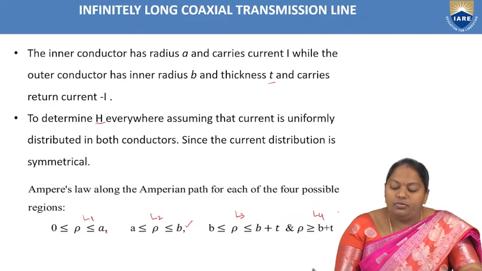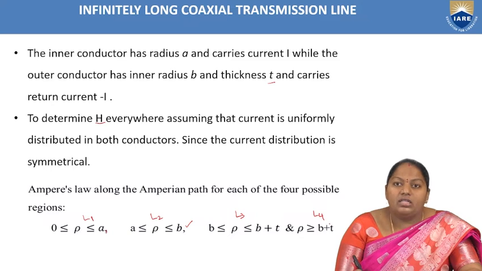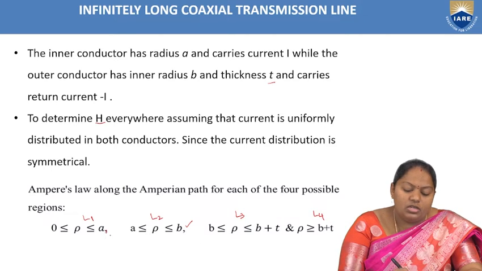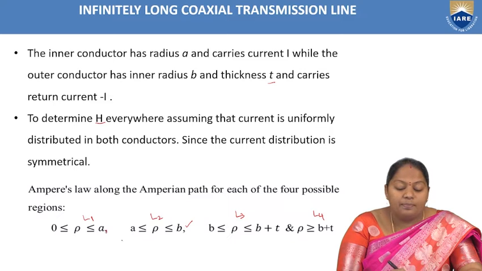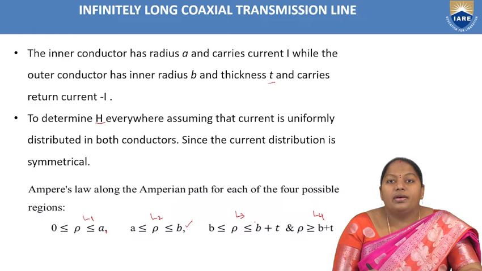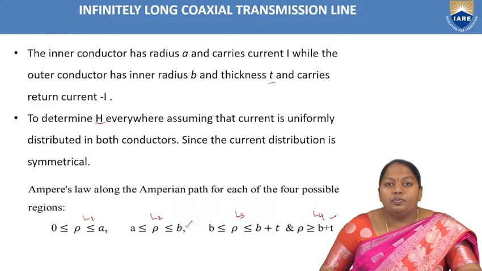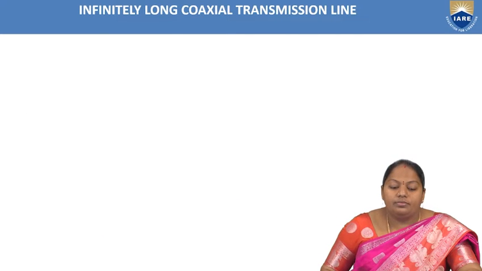For path L4, we consider the region where rho is greater than or equal to B plus T. So along with the four paths, we consider four regions: 0 to A for path L1, A to B for path L2, B to B plus T for path L3, and rho greater than or equal to B plus T for path L4. Individually, we are going to estimate the magnetic field intensity in the respective paths L1 to L4.